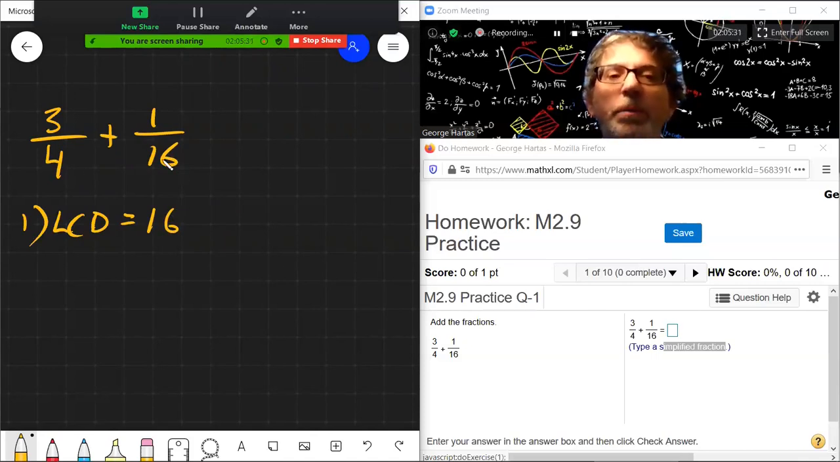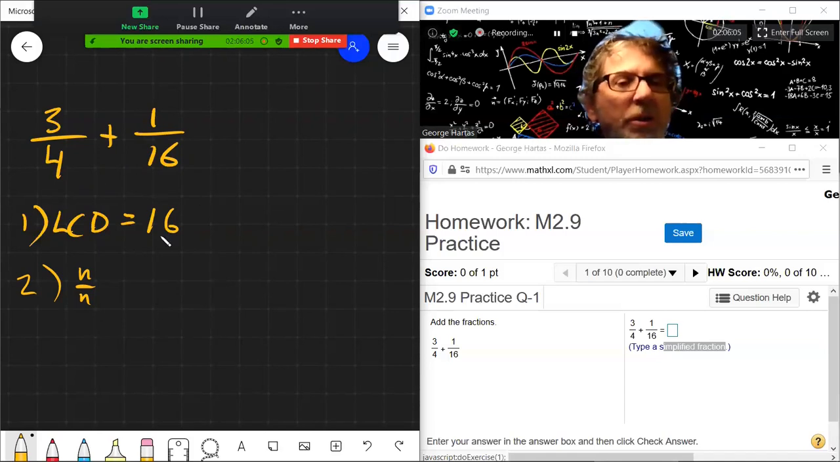Why is it the bigger? Because 4 divides into 16, and 16 divides into 16. We could not say 4 because 16 would not be able to divide into 4. So remember, this is the lowest number possible that both denominators can divide into. Now that we have that, we're going to multiply by some number, right? N over n as a reminder. So how do we handle this?